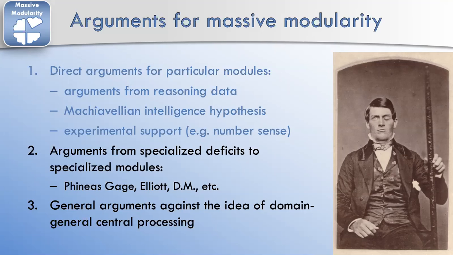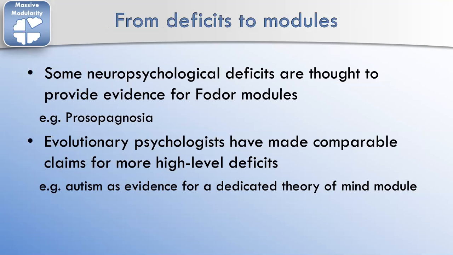Okay. So particular modules might exist. And these particular modules that we talked about, Machiavellian intelligence and number sense, are different in kind than Fodor's modules, right? Again, Fodor's modules like sight and sound perception of various sorts, color, those still count as modules for evolutionary psychology, but we also have these other more abstract psychological modules, processes. There's arguments from specialized deficits to specialized modules, which we'll go into next.